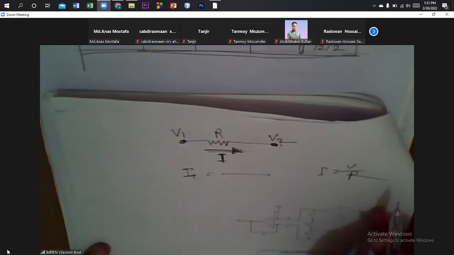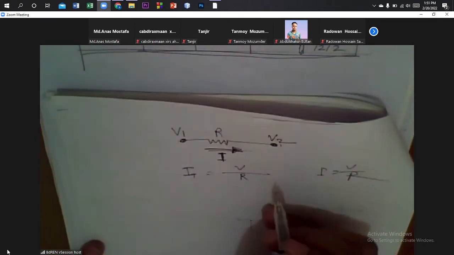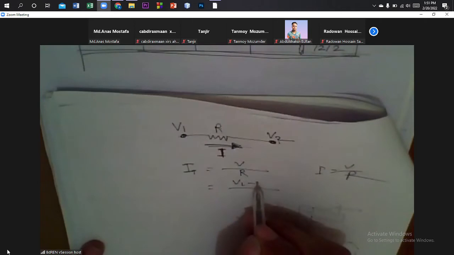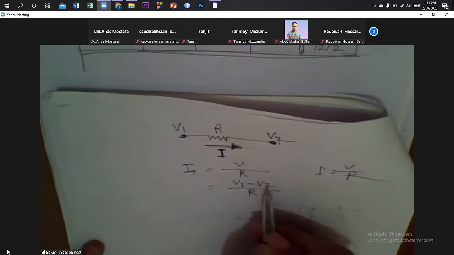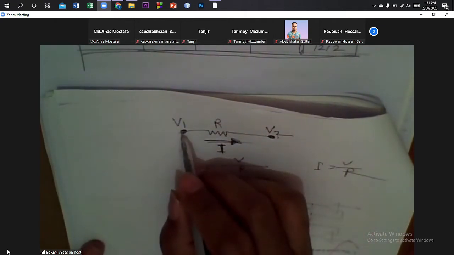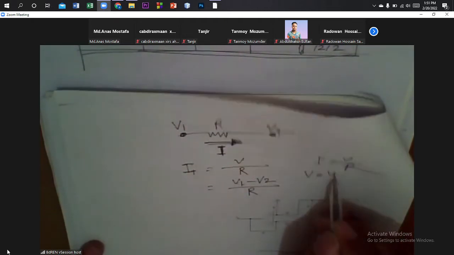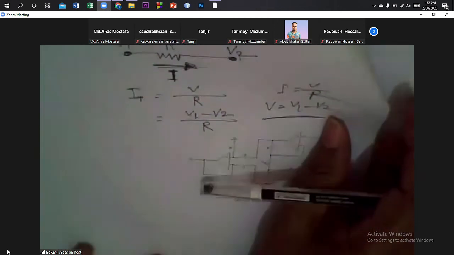So what can we write here? V by R. But what is V? So V1, V2. So we can write V is equal to V1 minus V2, so I is V1 minus V2 by R. Why can we not write V2 minus V1? No sir, because current is flowing in that direction. So this is higher. Higher voltage. So we shall write V1 minus V2. Actually V is equal to V1 minus V2. Clear?